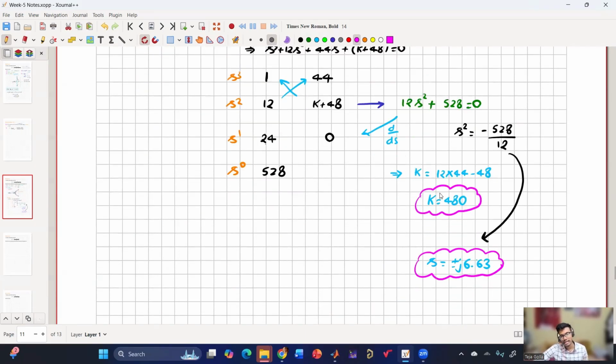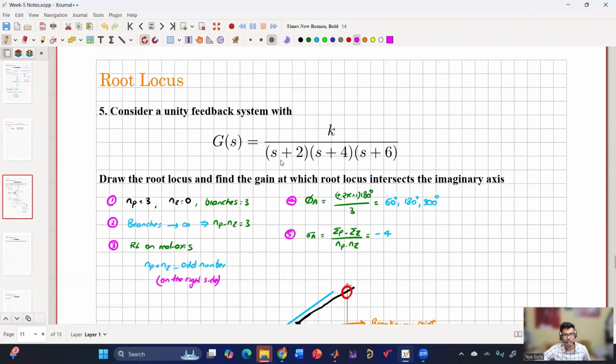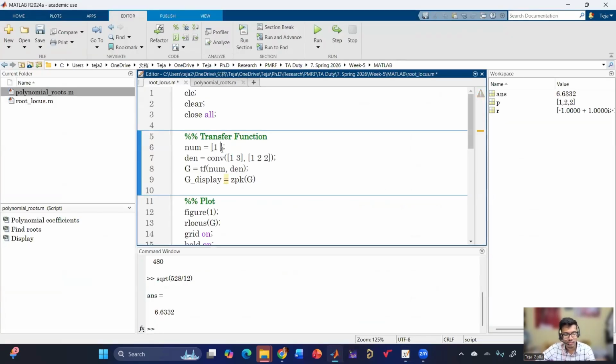So now I can verify whether this is correct or wrong. So again, we'll go back to k by s plus 2, s plus 4, s plus 6. So let us go to MATLAB. Now k by, the numerator is 1. Here s plus 2, s plus 4. Then I have the nested series function. Then I'll add s plus 6.